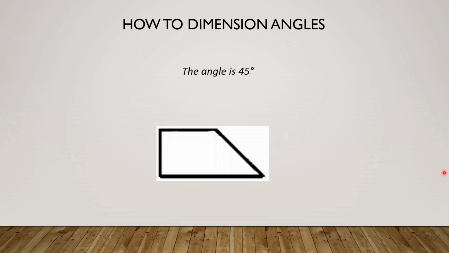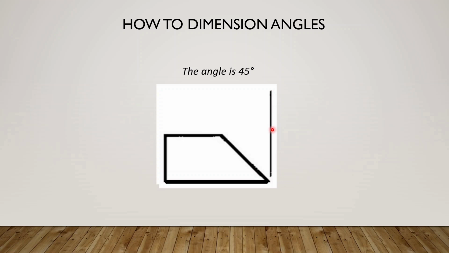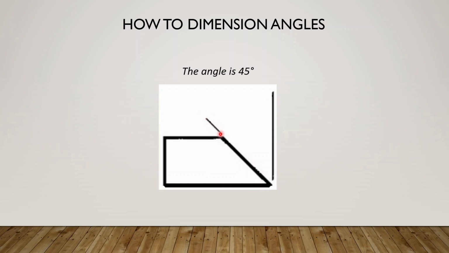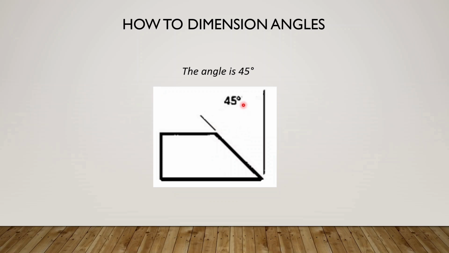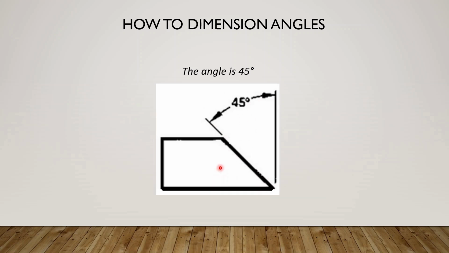Another common thing you might need to dimension are angles. Let's say I wanted to tell someone that this angle is a 45-degree angle. You would begin by drawing the extension line from this point here, and then you would draw another extension line that's the same angle as the angle here, much like this. In the middle of these two lines, you're going to write the degrees, so 45 degrees. And much like a linear dimension, you would then draw the line and the arrows. So it would look something a lot like this.